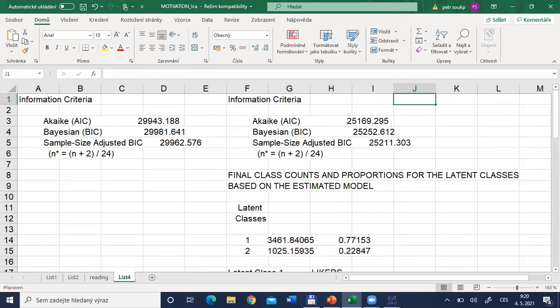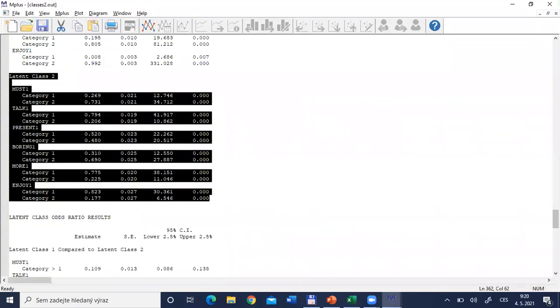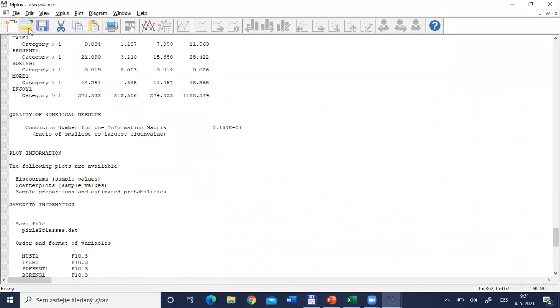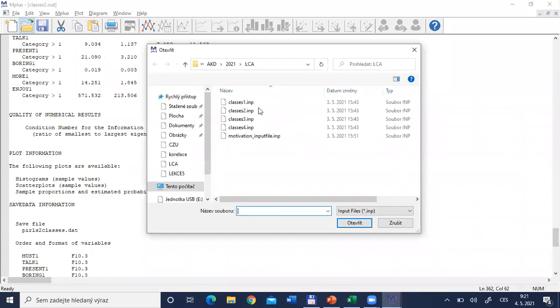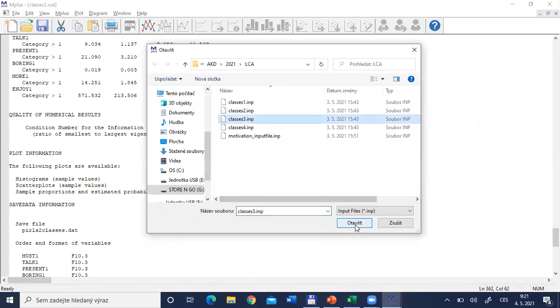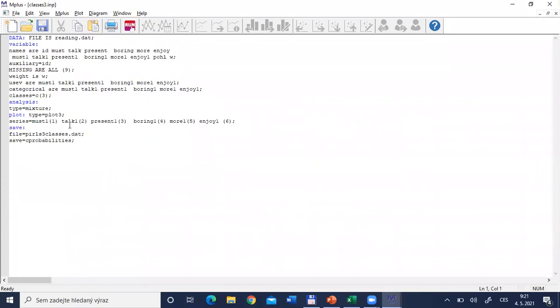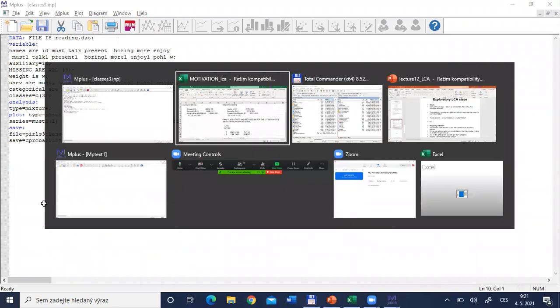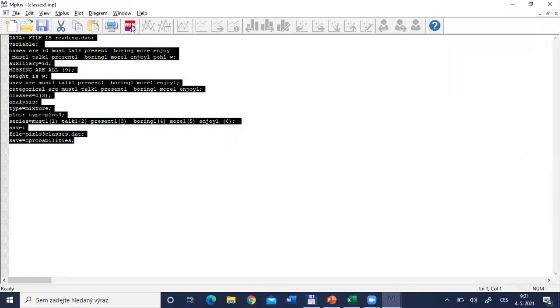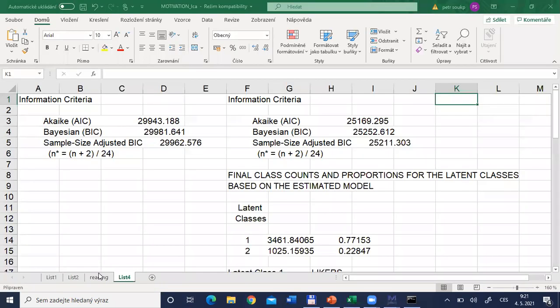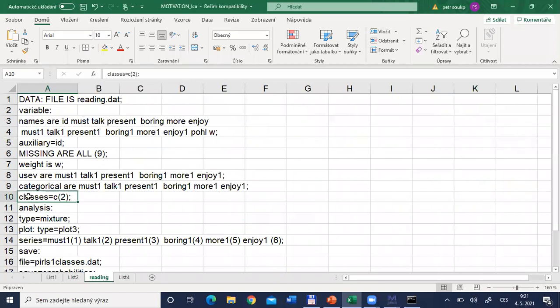So these were two classes, and I would also perform a three classes solution. So I would go once again back into Mplus, and I would ask for three classes. The only change in the input file is that I'm asking for three classes. So here I would type only classes is equal to C and type 3. So I would be performing three classes.